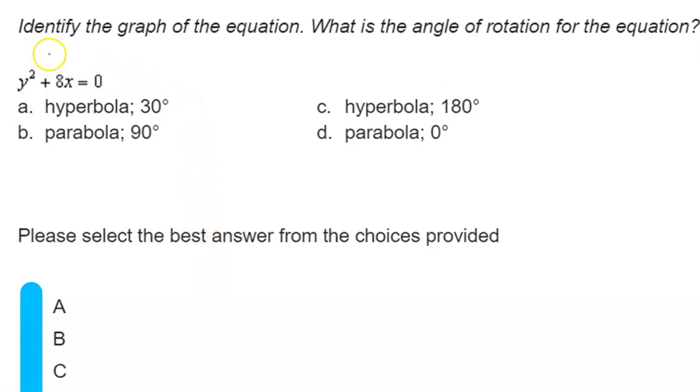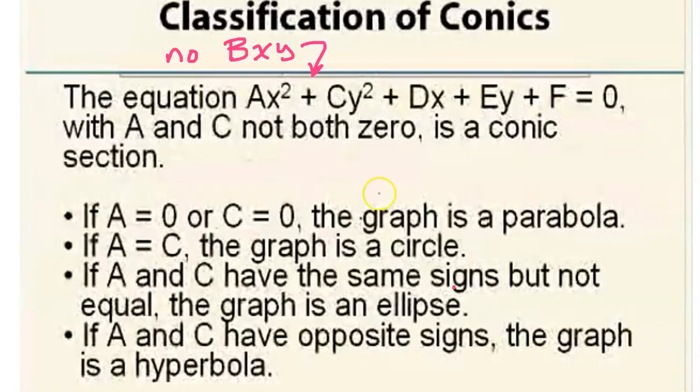In this video, I will show you how to identify the graph of the equation and tell what the angle of rotation is. Now, when I say identify the graph, I mean look at this equation and classify it as a circle, an ellipse, a parabola, or a hyperbola. In order to classify, we're going to be looking at some notes.